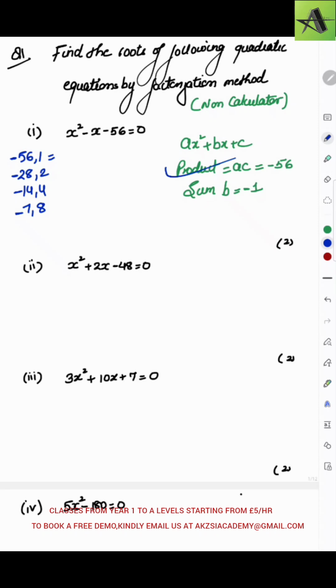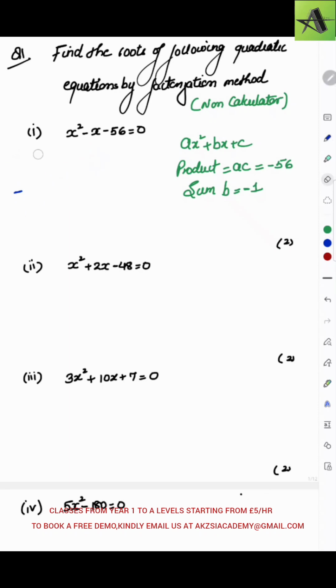This condition is being satisfied, but we have to satisfy this condition as well. Sum should be equal to -1. Negative 56 plus 1 is negative 55. No. Negative 28 plus 2 is negative 26. No. Negative 14 plus 4 is negative 10. No, not at all. Negative 7 plus 8. Oh, sorry, here I forgot to make the bigger number negative. So 7 minus 8 is -1. Yes, these two are the numbers that we're looking for.